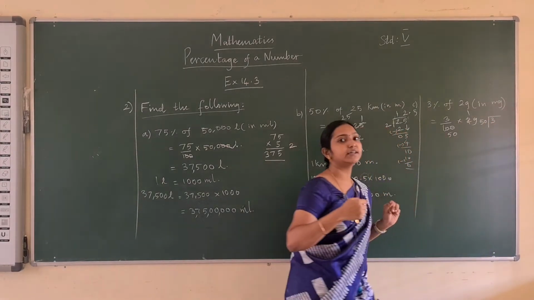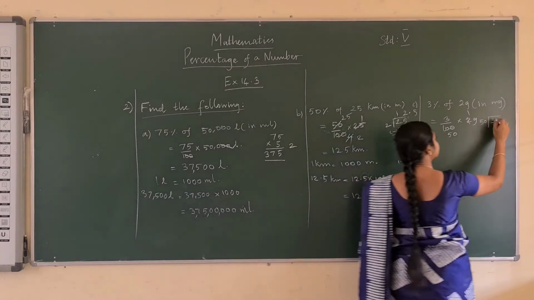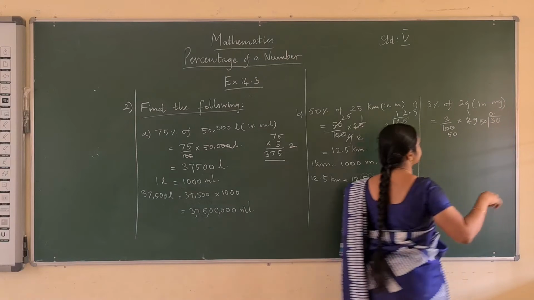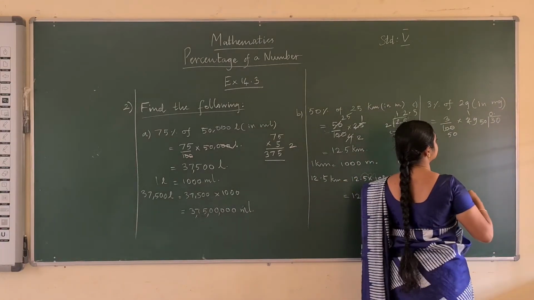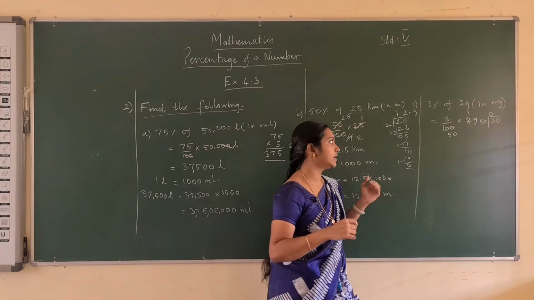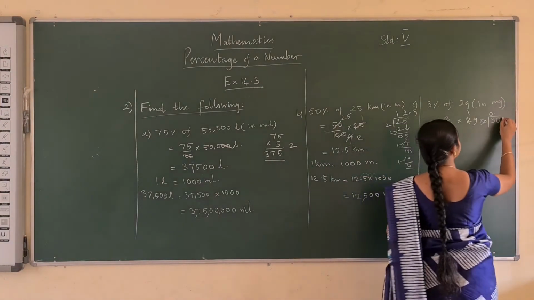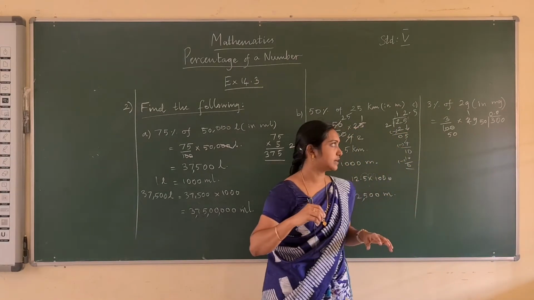3 is smaller than 50. So we have to add 0 and keep the decimal point in the quotient. Now start dividing. Again 30 is less than 50. So add another 0 and put 0 in the quotient.